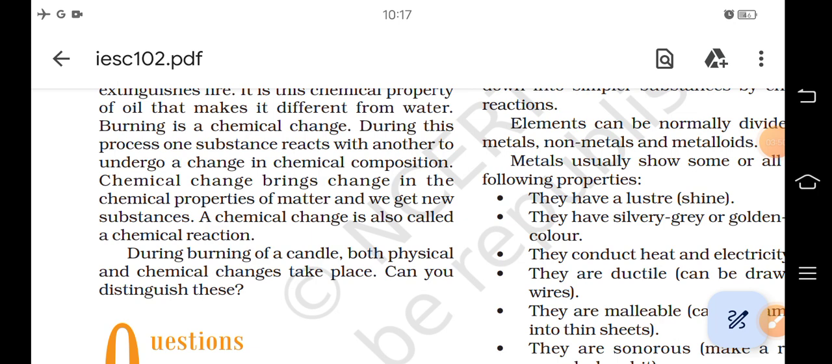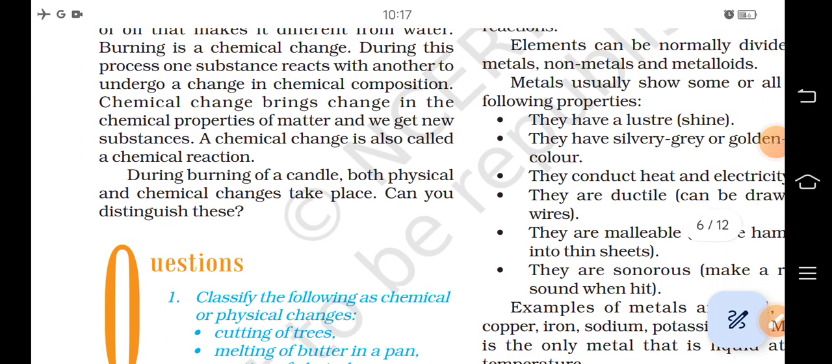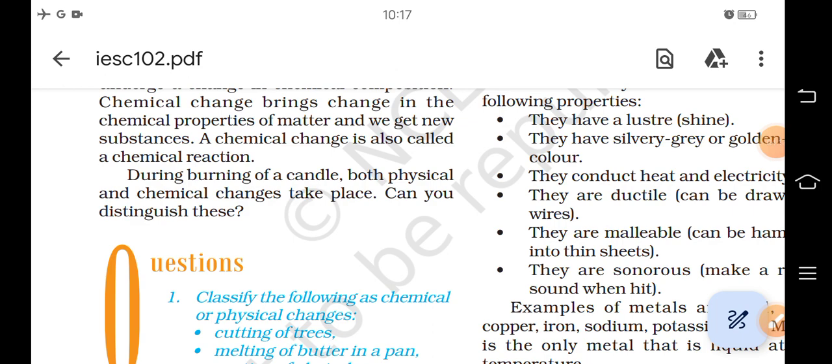During this process, one substance reacts with another to undergo a change in chemical composition. Chemical change brings a change in the chemical properties of matter and we get new substances. A chemical change is also called a chemical reaction. During burning of a candle, both physical and chemical changes take place. Can you distinguish these?